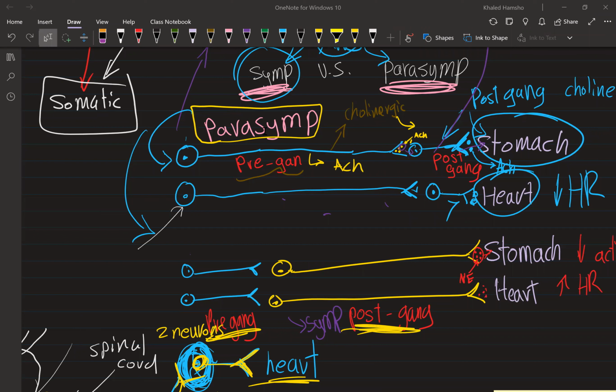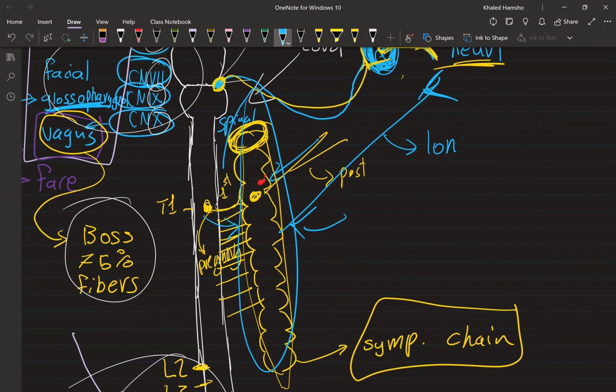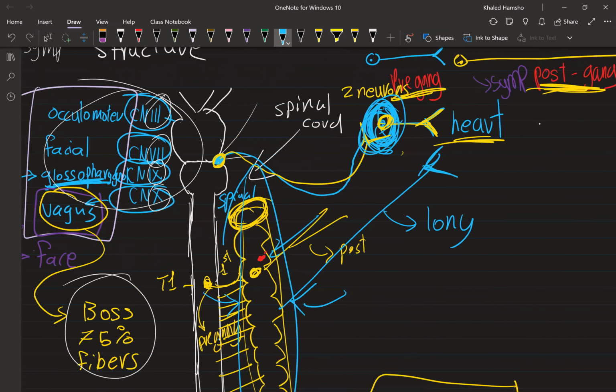It's not like there's no significance to one being longer and one being shorter. It's just the anatomy, how it works. So basically during development and embryology, the sympathetic chain is just closer to the spinal cord, which is why it's short on the preganglionic and why it needs to travel more to reach the organ. That's why this is long. On the other hand, in the parasympathetic, the ganglia starts very close to the organ.